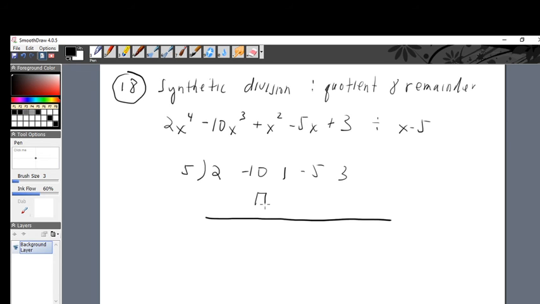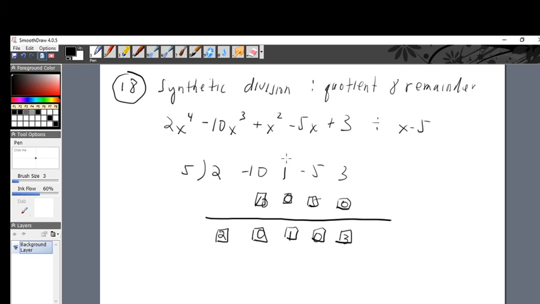Then they'll have 4 little boxes here, and then they will have 5 boxes down here for you to show them how you're doing the synthetic division. And you've got to fill in the boxes. So you drop down the 2. 5 times 2 is 10. Negative 10 and positive 10 is 0. 5 times 0 is 0. 1 and 0 is 1. 5 times 1 is 5. Negative 5 and 5 is 0. 5 times 0 is 0. 3 and 0 is 3.